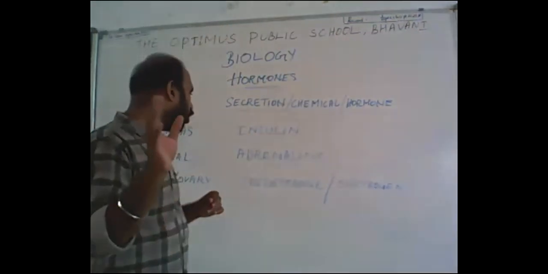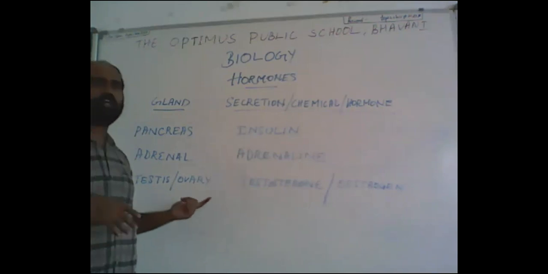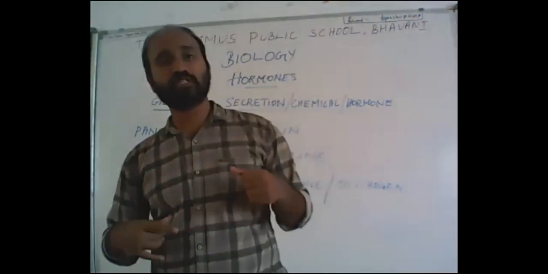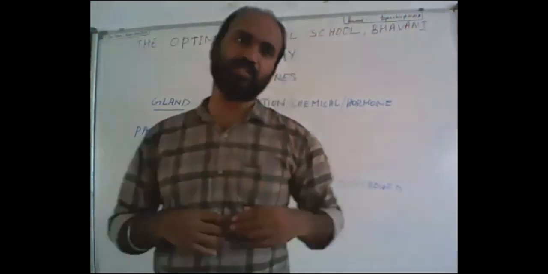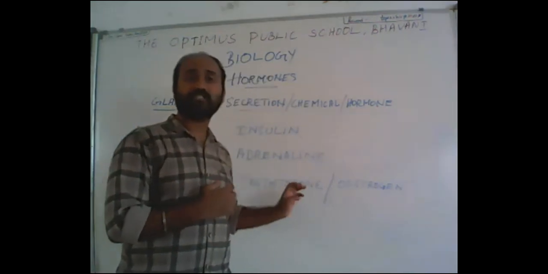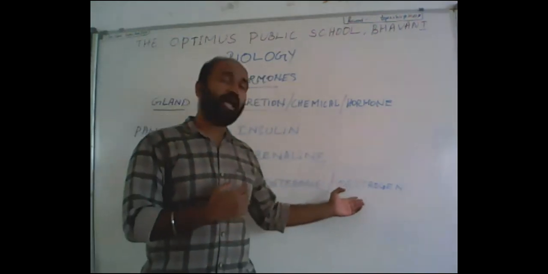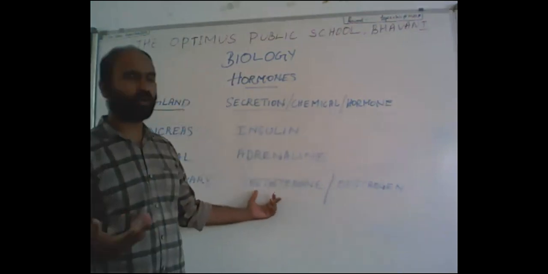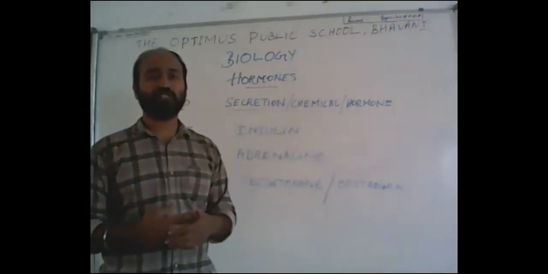Okay, hope you understand. But testis and ovary, from a lower class, you're studying 8th standard onwards, I hope you know this already. Next chapter also we will discuss in detail. The testis releases the male hormone testosterone, and the ovary in the female releases estrogen. Testosterone is also called the male sex hormone. Estrogen is also called the female sex hormone.